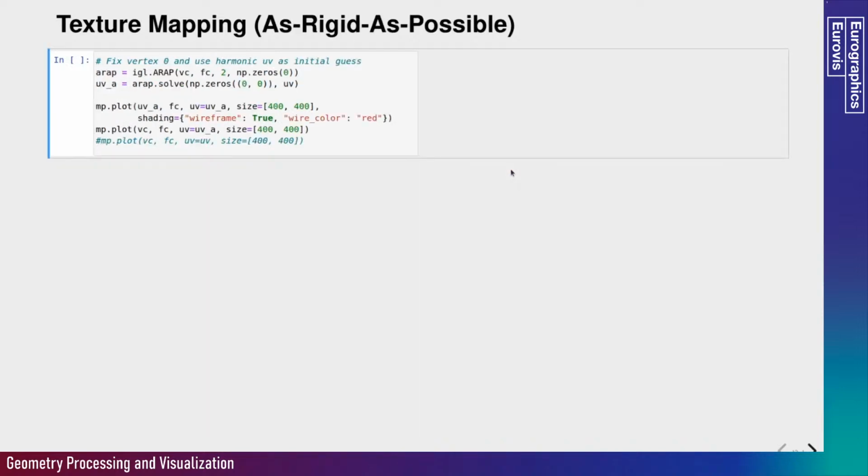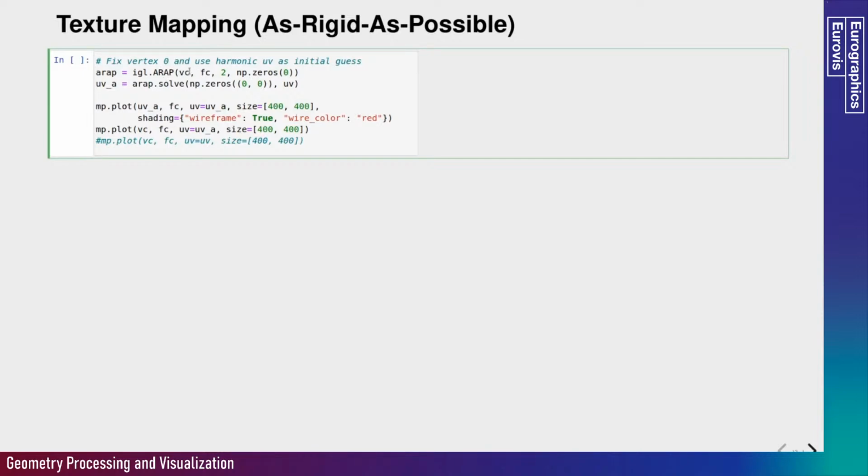Another approach for texture mapping is as-rigid-as-possible parameterization, and this technique we will also later see for shape deformation. So it's quite a general technique, and we can use this for mapping a texture onto an object. ARAP tries to deform areas locally in a way that they are rigidly transformed, so that they are only rotated as well as translated. Further details can also be found in the original publication or in the libIGL tutorial.